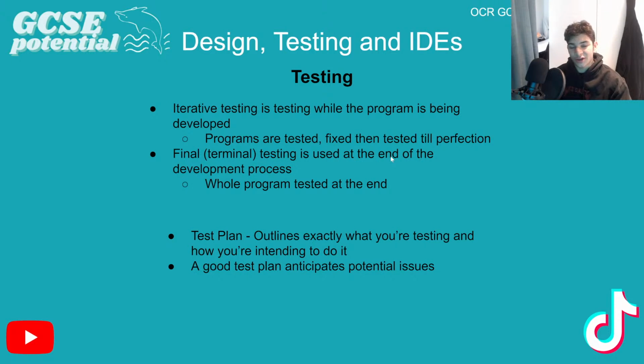Iterative testing and final testing. So those are the 2 different types of tests which you can do. So iterative testing is where the program is tested while being developed. So they're just continually tested and tested, tested, fixed until it's perfect. Final or terminal testing is where at the end of the development process, the program has now been made, then it's tested.